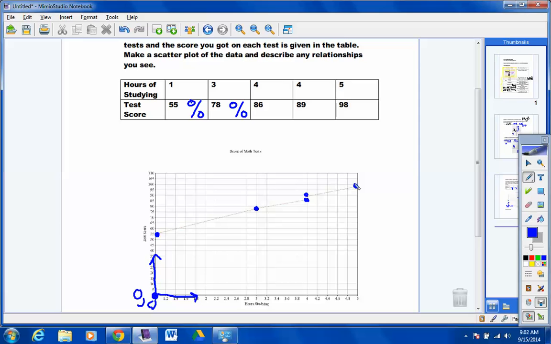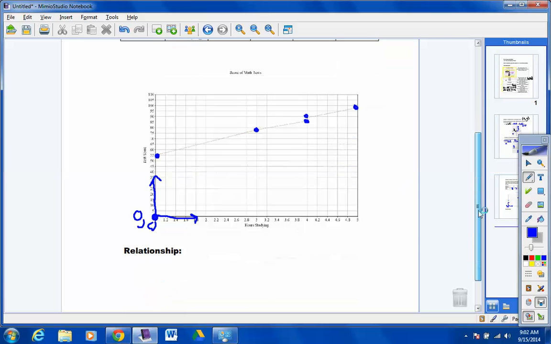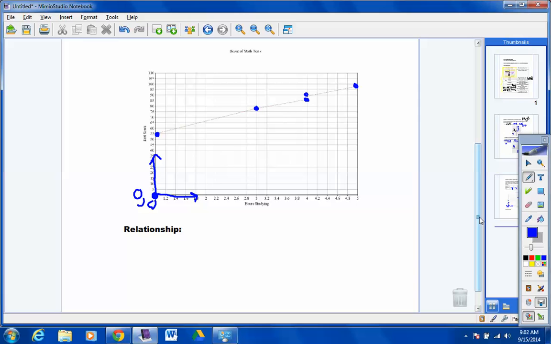How does plotting points relate to a situation like this? In other words, we use that data from the table to come up with a scatter plot, if you will, or a collection of points that we plotted. And our job is to say, okay, we're looking at some of the math tests that we've taken in a class. And down here below, we're talking about the number of hours you studied compared to your test score.